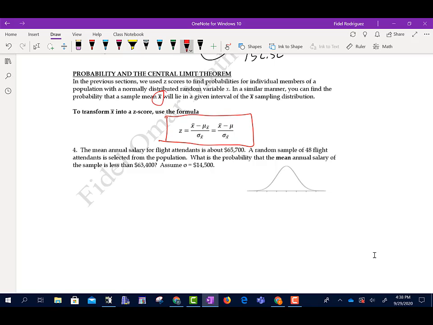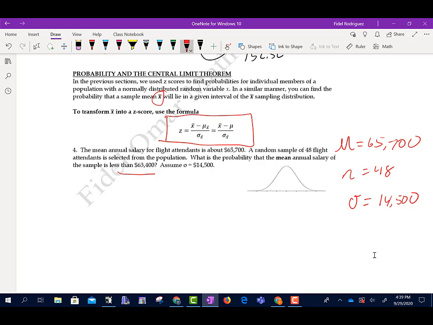Let's see if we can figure this out. The mean salary for flight attendants is about $65,700. A random sample of 48 flight attendants, so that's my n, is selected from the population. What is the probability that the mean annual salary is less than 63,400? And the population standard deviation is 14,500.